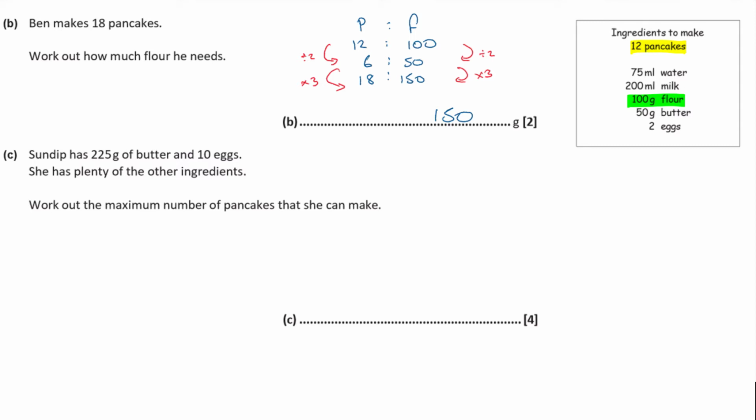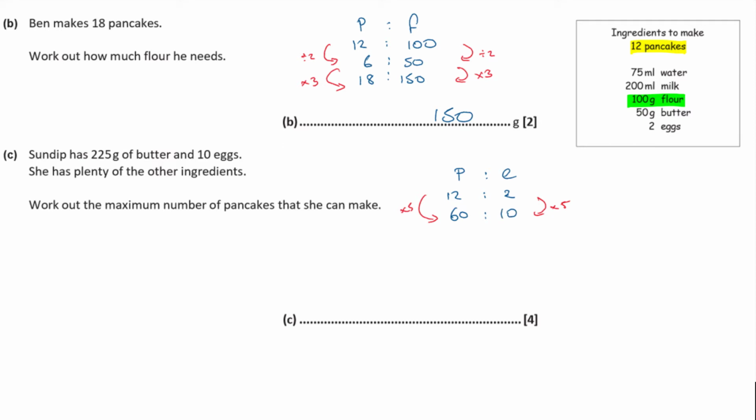Is she going to be more limited by the amount of butter, or by the amount of eggs? Well, at the moment, we know that pancakes to eggs is 12 pancakes for 2 eggs. So if I have 10 eggs, that's 5 times as many as that, isn't it? So 5 times 12 gives me 60. So I've got enough eggs to make 60 pancakes.